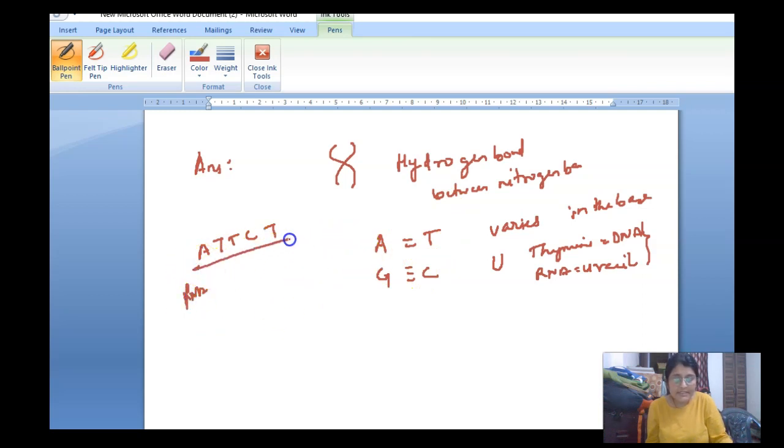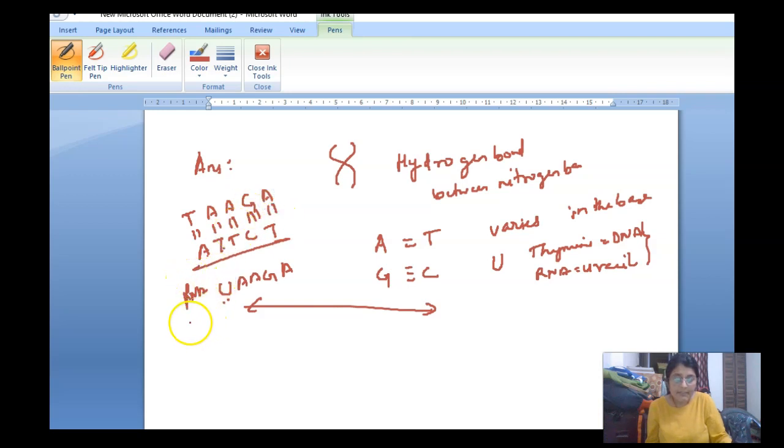So suppose this is a DNA transcript, and it contains the sequence ATTCT, then RNA will contain the UAAGA sequence. So it is clear. If we have to take out the complementary DNA, then what will be the result? The complementary DNA will be: thymine pairs with adenine, thymine pairs with adenine, cytosine pairs with guanine, and thymine again pairs with adenine.